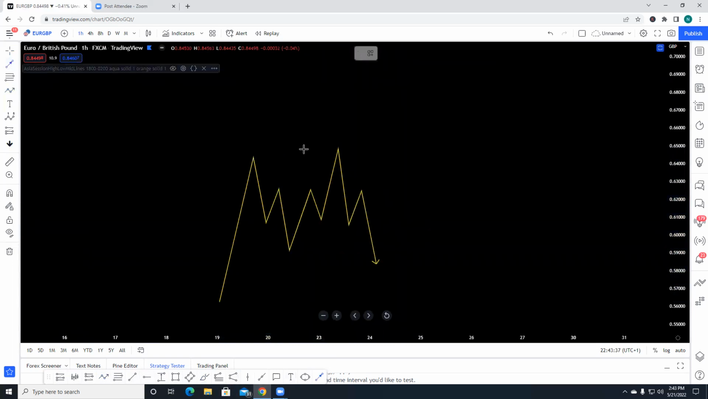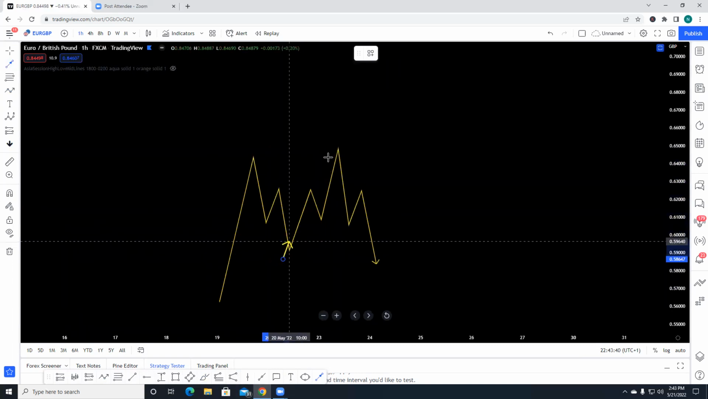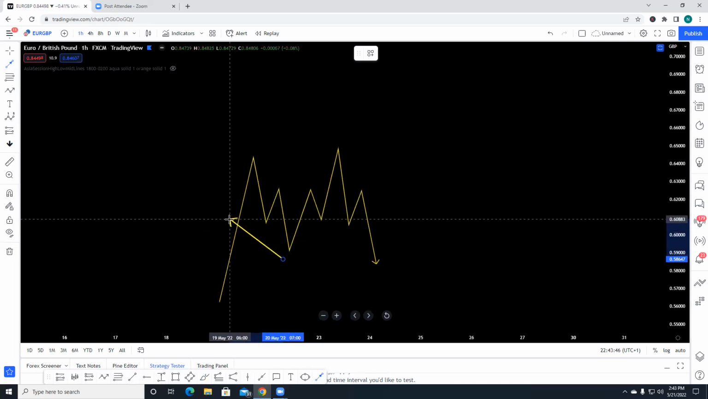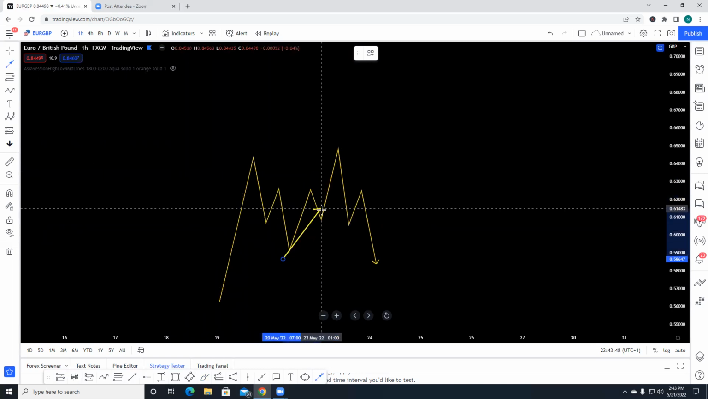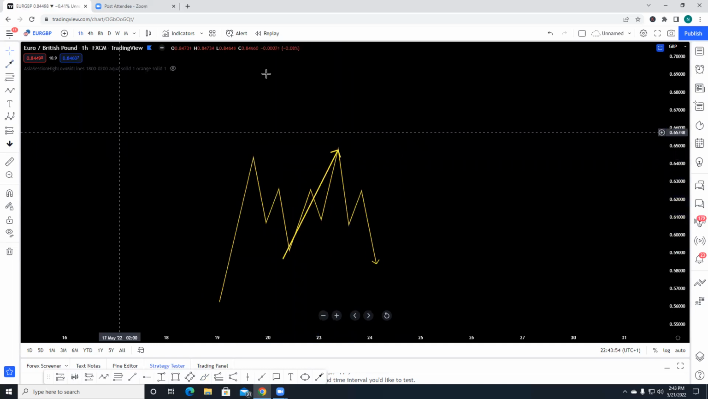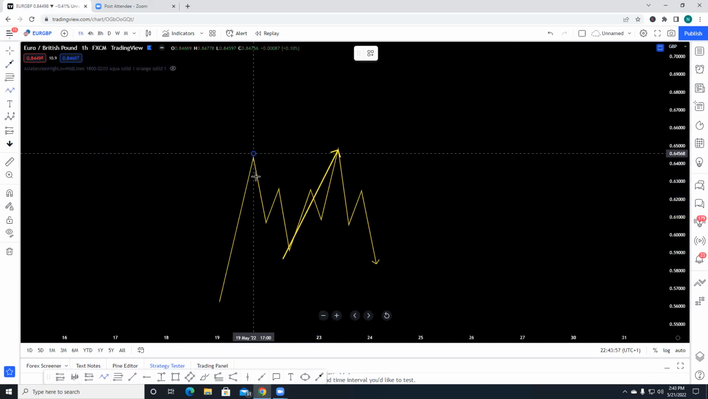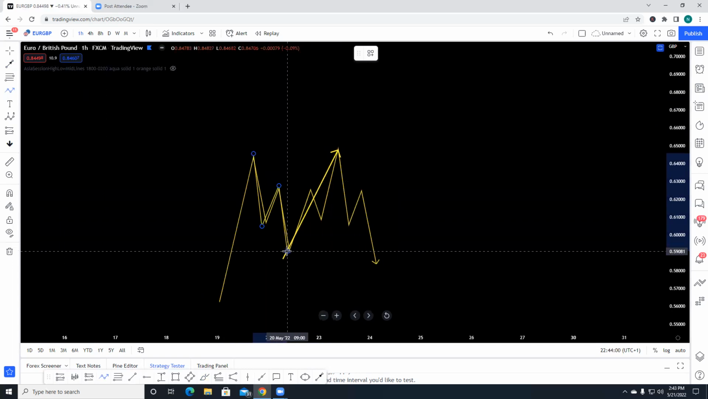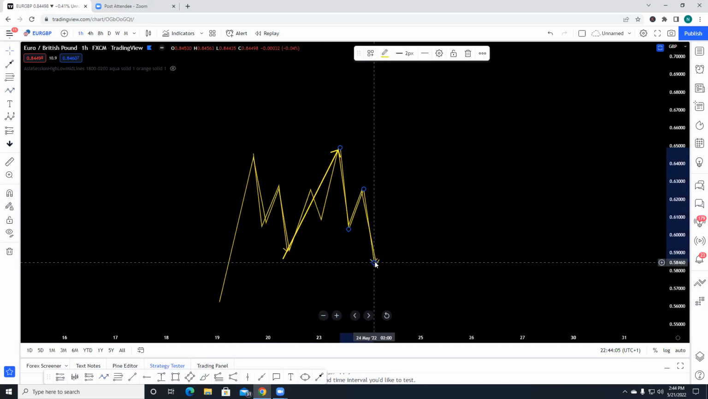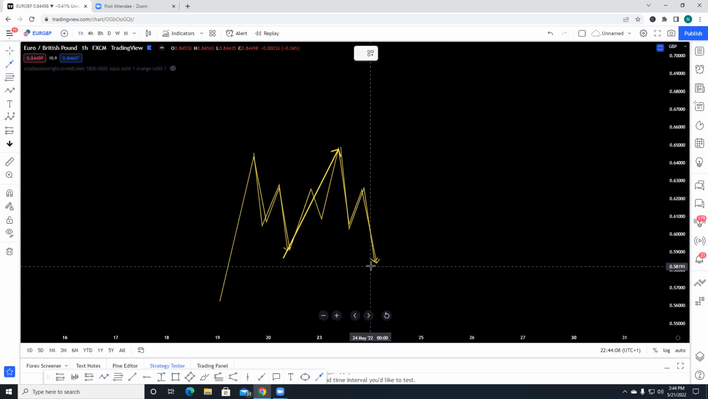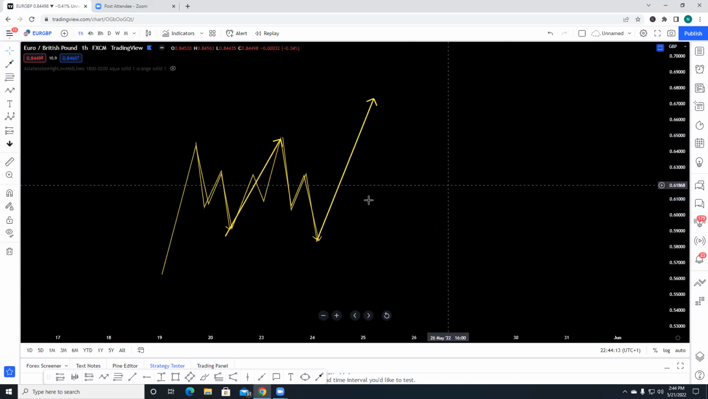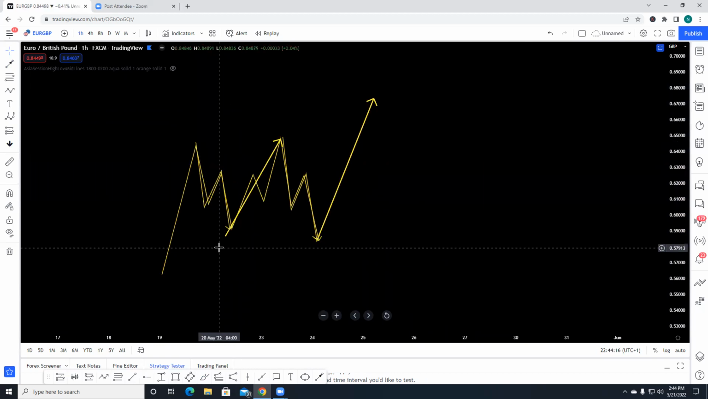If this connector here is taken as an impulse, can you see it's in the direction of the impulse? Look at the impulse here. These three waves here are in the direction of that impulse. So if I take it as one swing here, then we are having one, two, and three. This is one of the threes, and then you have another one, two, and three. And after that you have a continuation move to the upside. So how many threes do you have in this corrective structure? You have two threes. This is the first three.